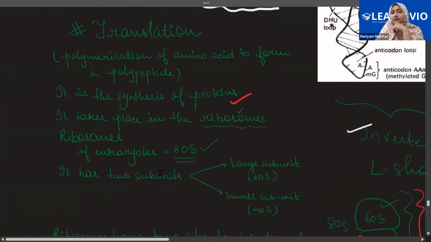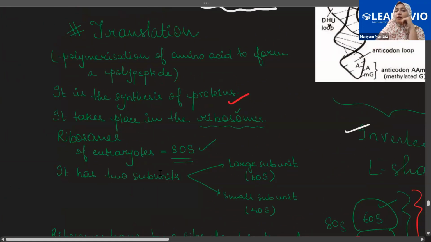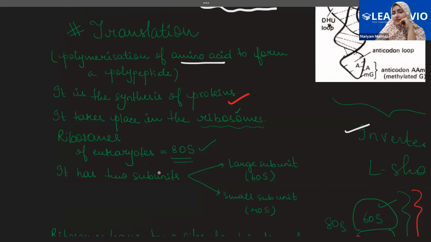Now talking about the translation process. Polymerization of amino acids to form a polypeptide. Polymerization means when several amino acids come together, meaning amino acids are the monomers. They come together and form the polymer, that is the protein. And we know that translation is the synthesis of proteins. Where does it take place? In the protein factory, that is the ribosome. You people remember ribosome? It is the protein factory.